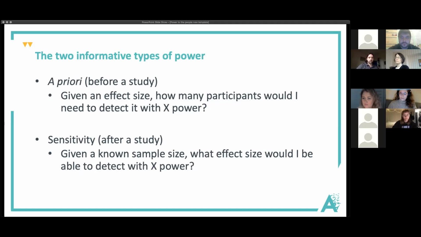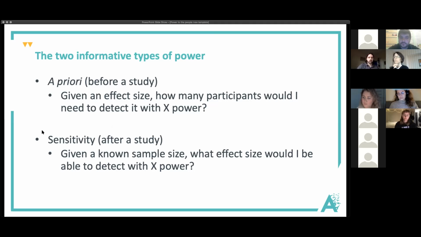But then we can also look at what's called sensitivity power analysis. This is most useful after you've conducted a study. So rather than stating an effect size and working out how many participants you would need to detect it, now that you know the sample size because you've conducted the study and have your participants, the question flips, and it's: what effect size would I be able to detect with X amount of power?